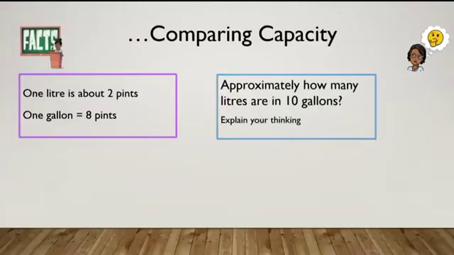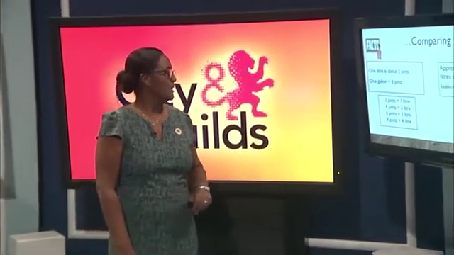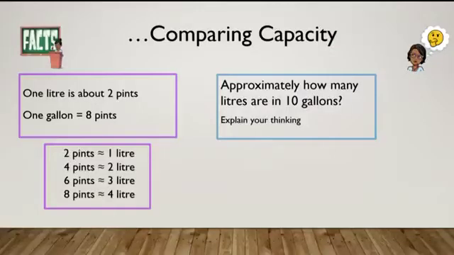So here's a question for you now. Approximately how many liters are in 10 gallons? And I would like to see you show your working. Okay, so 2 pints, 1 liter, 4 pints, 2 liters, 6, 8 pints, 4 liters. So 8 pints is 4 liters. There we go, that's your gallon. Let's go on the other side now. 1 gallon is 8 pints.